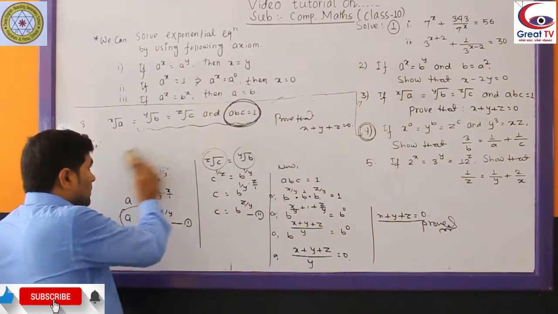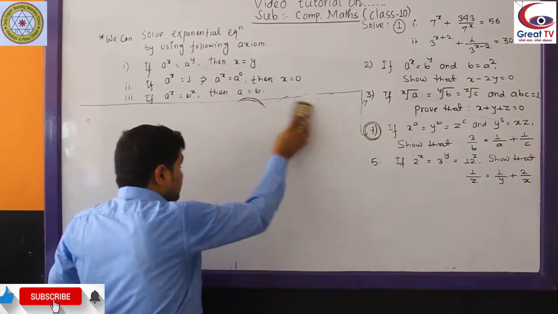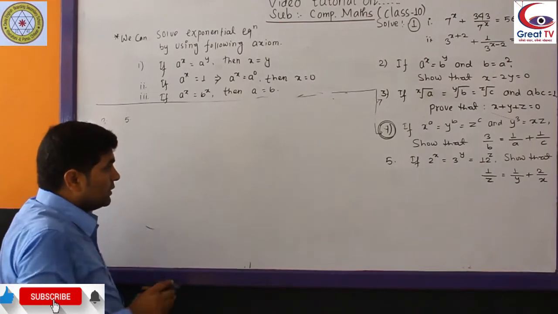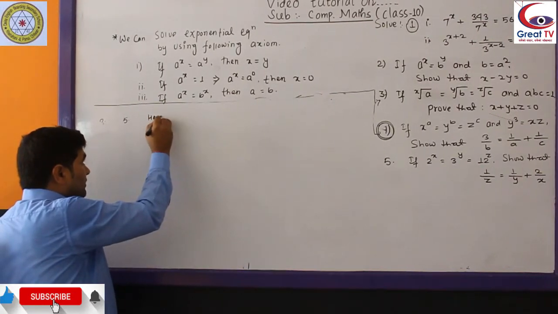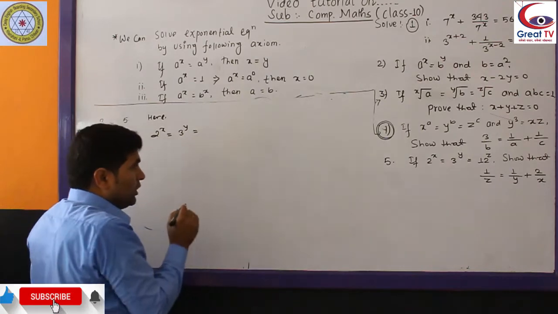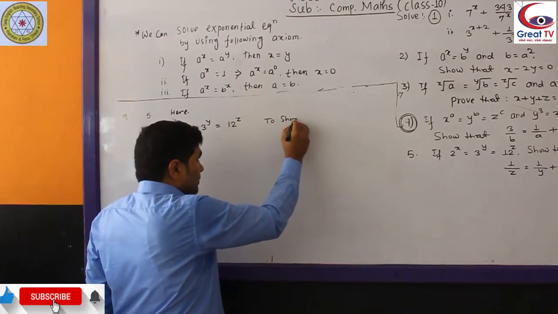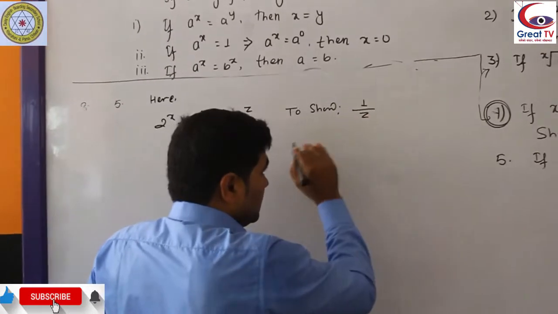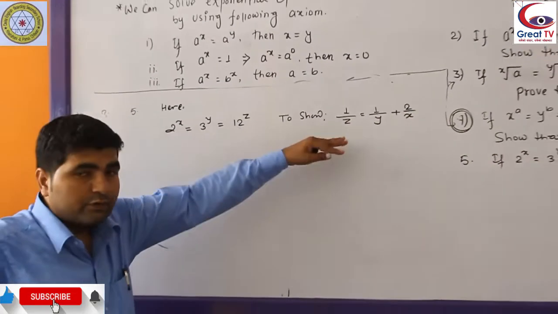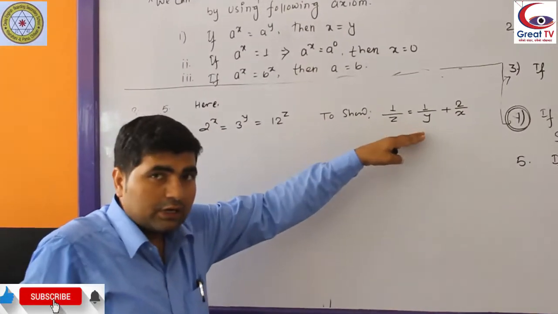Dear students, I am going to do question number 5. If 2 power x equal to 3 power y equal to 12 power z, this one is given. To show 1 by z equal to 1 by y plus 2 by x. This one is the proof part. This one is the given part, this one is the proof part. By this condition, try to prove this part.